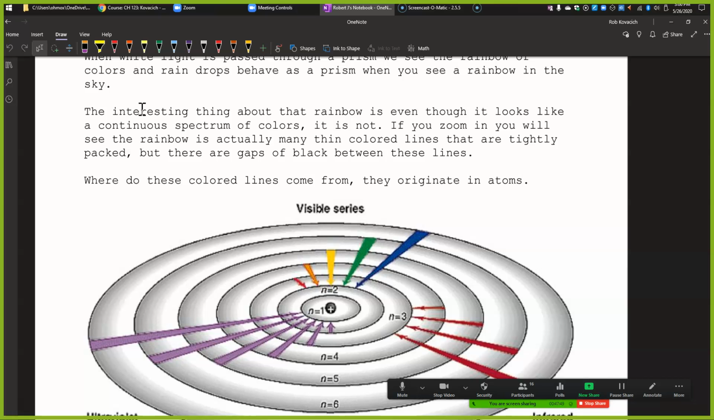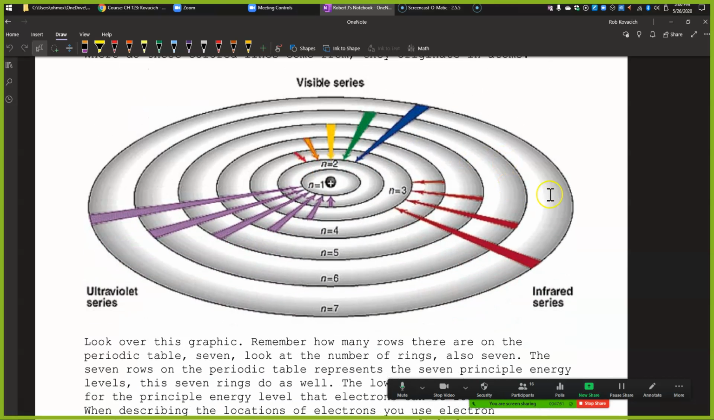Okay, so first off, this is a hydrogen atom, and how do you know that? There's one plus charge in the middle. The only thing that has one plus charge in its nucleus is hydrogen.